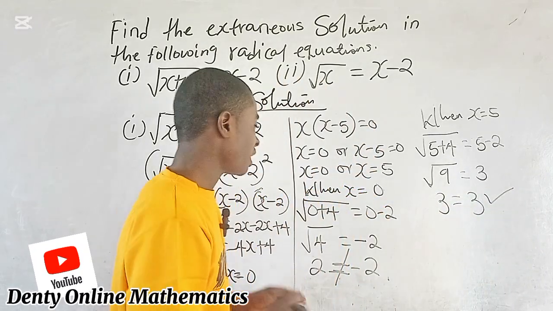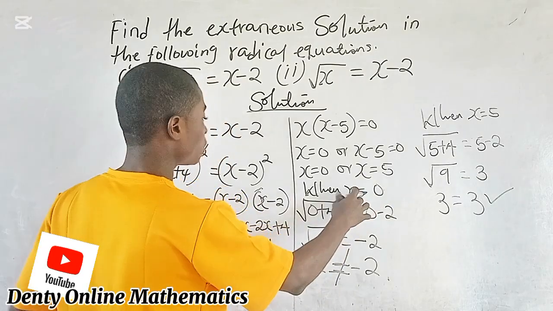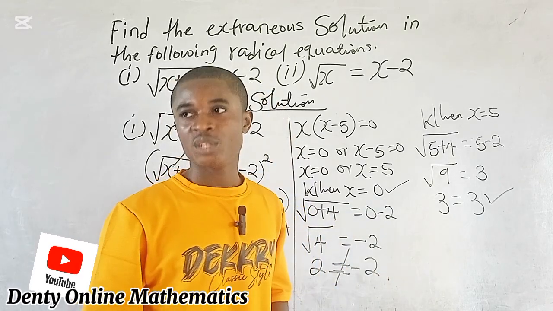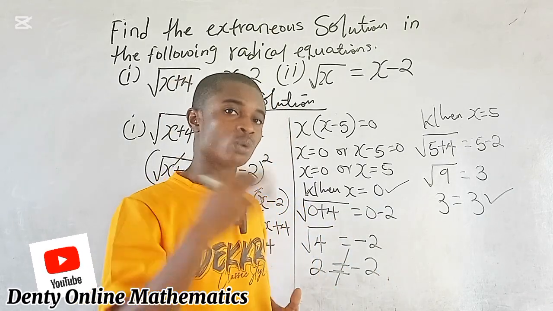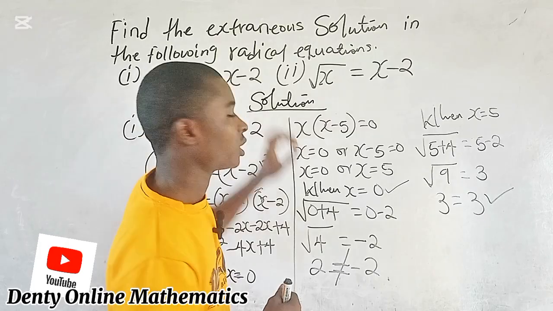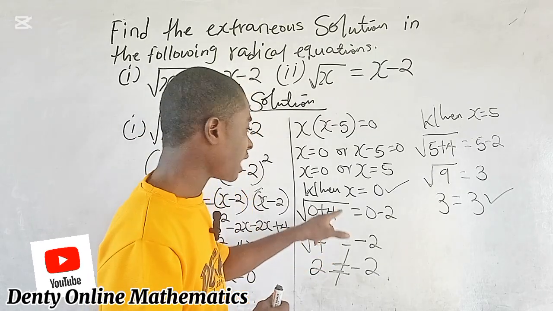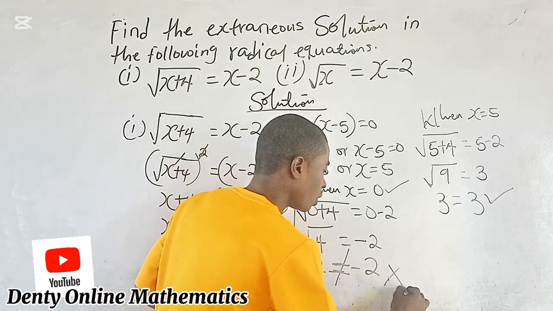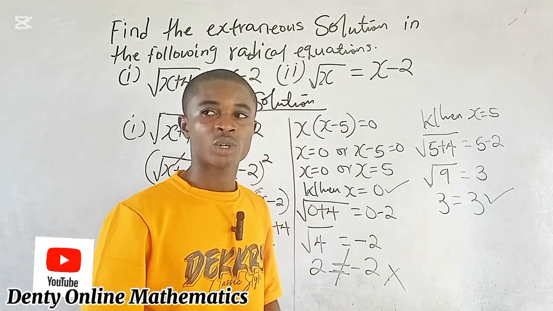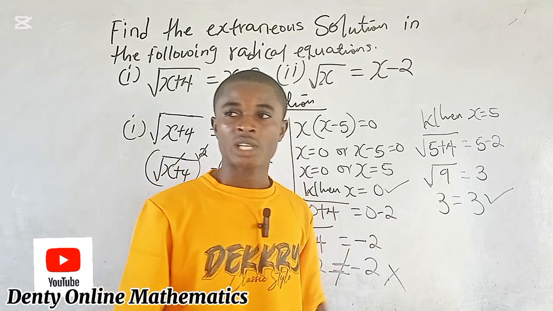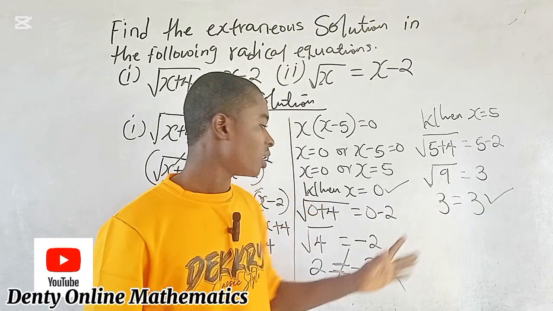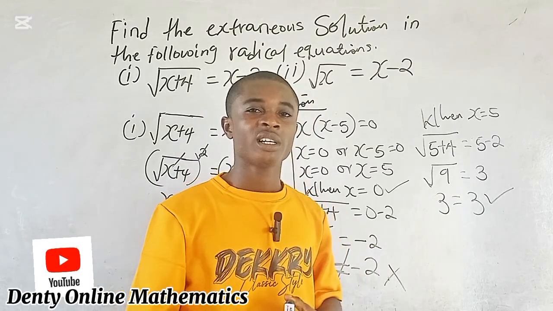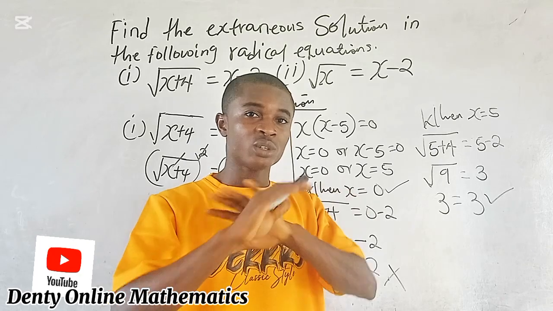Which means 0, one of the values we got when we solved the equation, is the extraneous value, or the extraneous solution, to this equation. Hope you're getting it. The 0 that we had, when we substitute it back, we are not having the same thing, because 2 is not the same thing as minus 2, but 3 is equal to 3. So 3 is the real value, while 0 becomes the extraneous value. You see, that is what an extraneous value is all about.